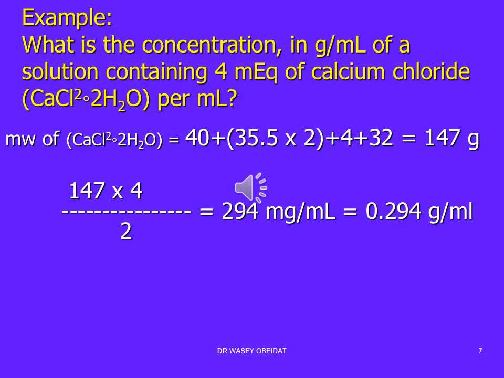This is another example on how to convert milliequivalents into milligrams. In this example, it is required to know the concentration in grams per ml of a solution containing 4 milliequivalents of calcium chloride, which is calcium chloride CaCl2·2H2O, per ml, 4 milliequivalents per ml.